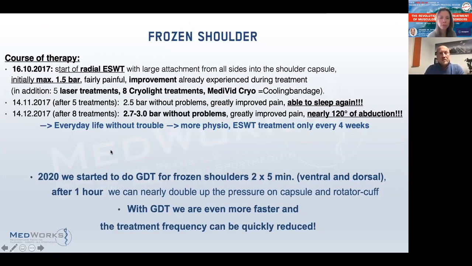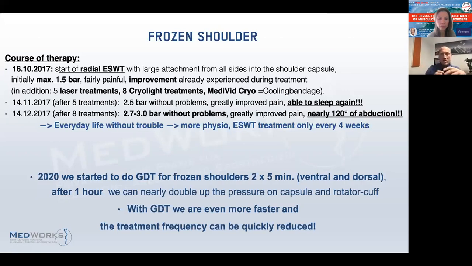And then she came to me and we started radial shockwave with 1.5 bar at the beginning because it was so painful. Then after 5 laser treatments and cryolite, that means it's a hyperbaric CO2 cooling therapy, very good for pain in this stage. When we used both, we used another laser, because there was not the high power laser at this time, but the high power laser would have been really great.